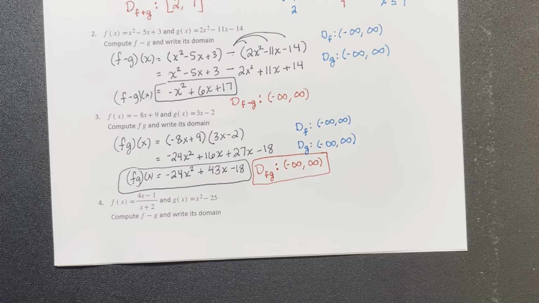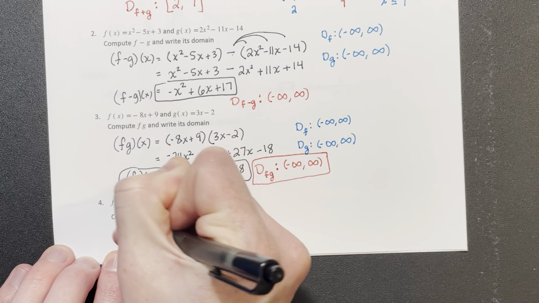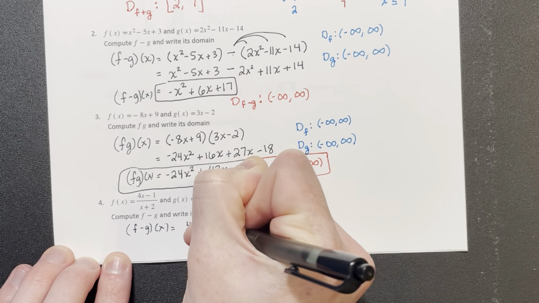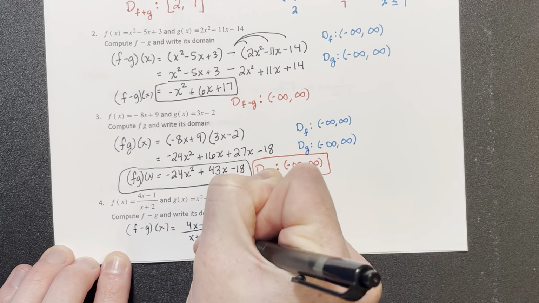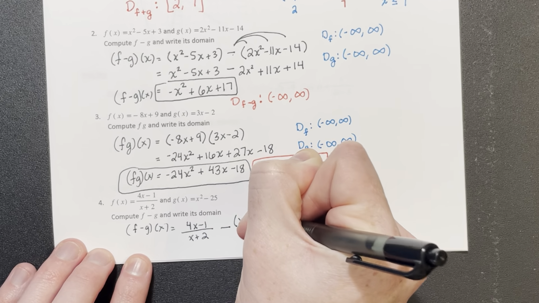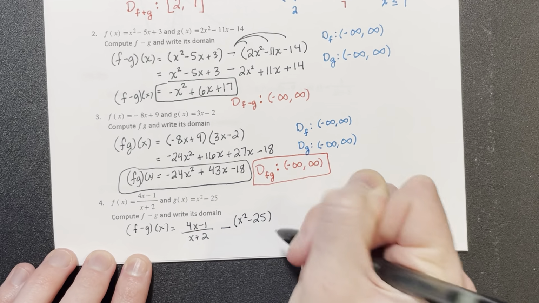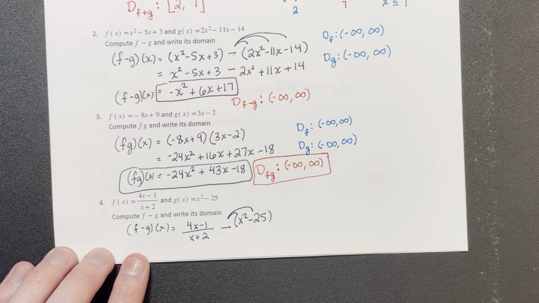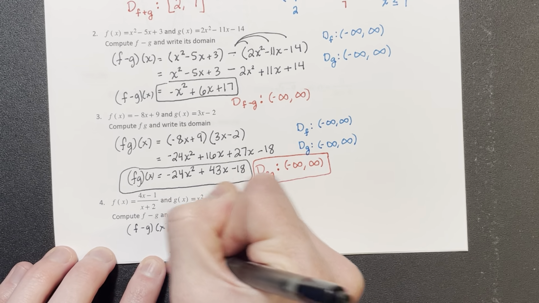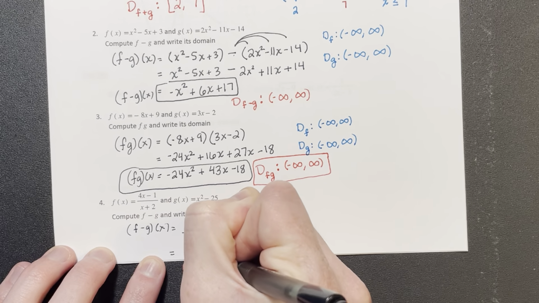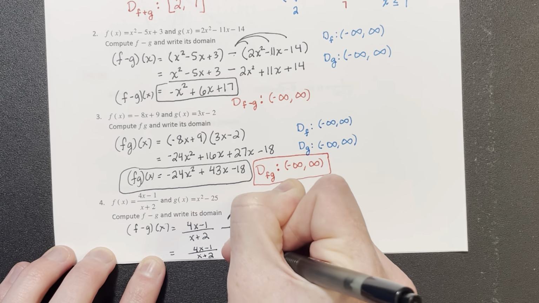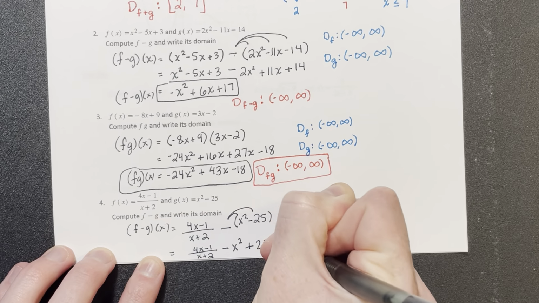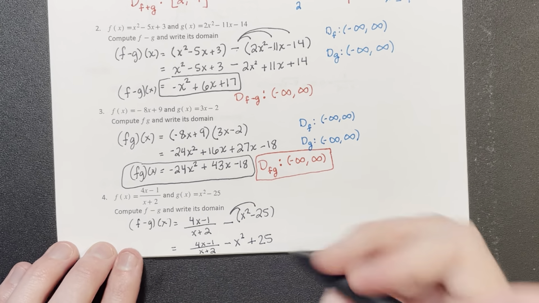In number 4, we have a rational function and a quadratic. So I'm going to take that f minus g. Here we go. So f is 4x minus 1 over x plus 2. And we're subtracting x squared minus 25. So remember, when I'm subtracting more than one thing, I want to put parentheses there. So I'm subtracting x squared and negative 25, which would leave me with 4x minus 1 over x plus 2 minus x squared plus 25. And that's all we can do right now.